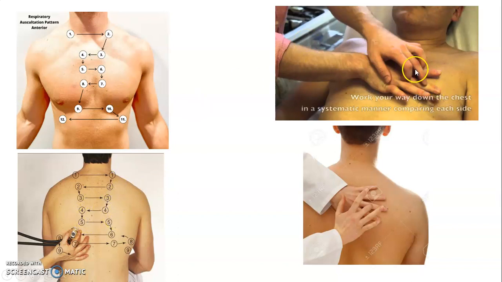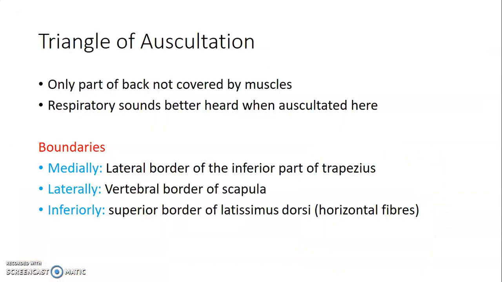Then percussion, this is how percussion is done. So when you hear a resonant sound, it's air. When you hear a dull sound, it tells you there's fluid accumulation. So again, you have to do it from the superior portion going downwards. You have to examine all the parts of the lungs on both anterior and posterior thoracic walls.